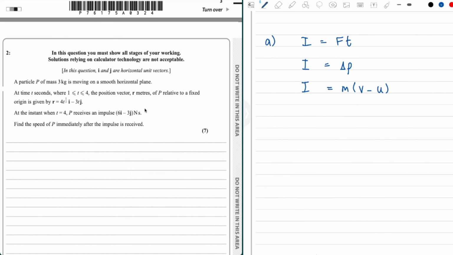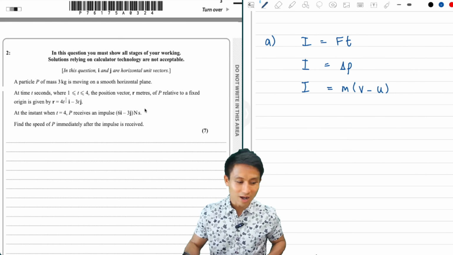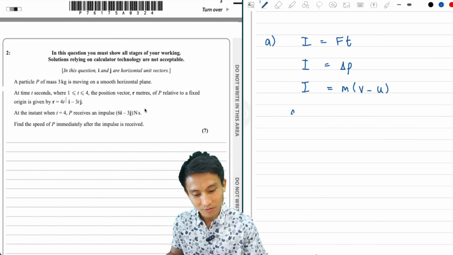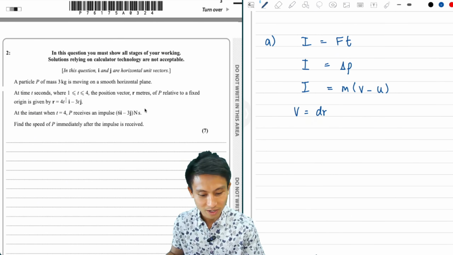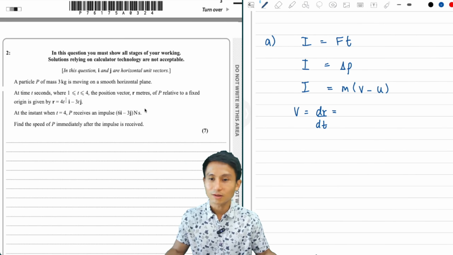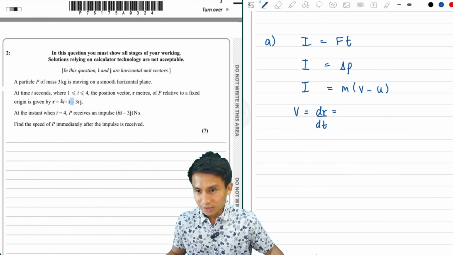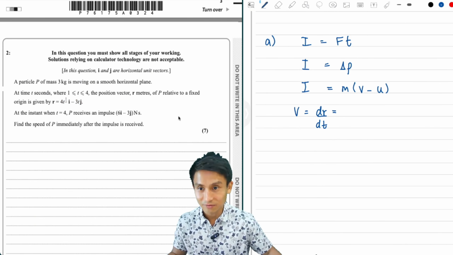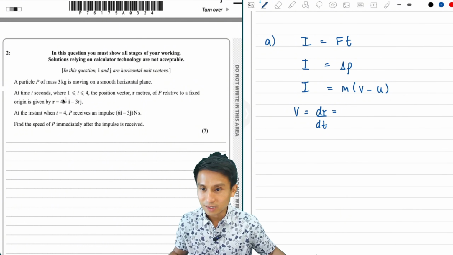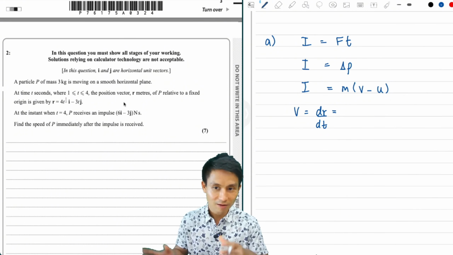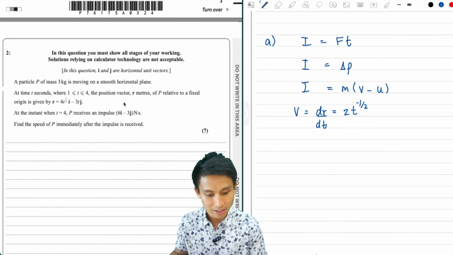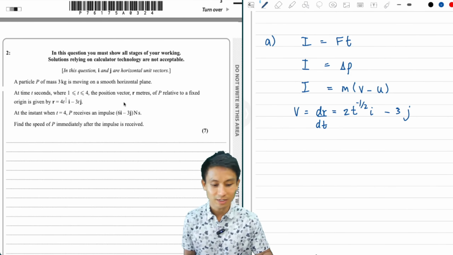Whoops, I dropped my pen. Sorry. If we differentiate r, we get the velocity, right, guys? Okay, so I'm just going to do velocity vector v equals dr by dt. So we're going to differentiate this guy right here, and separately for i and j, because this is a vector. So differentiating t to the half, we get half times 4, that's 2, and then power minus a half. Yeah, and then this is i and minus 3j, because that's the derivative of 3t.